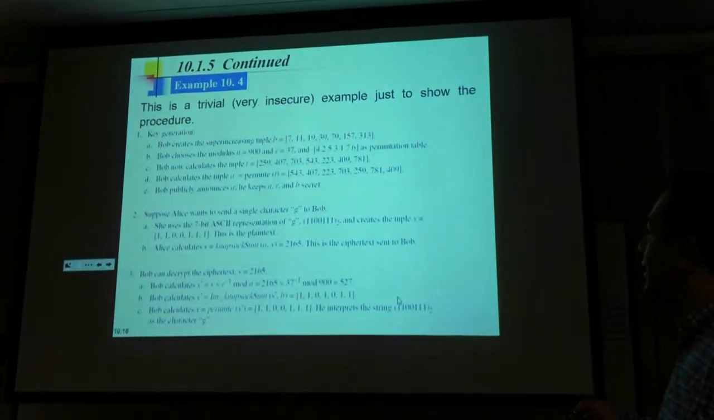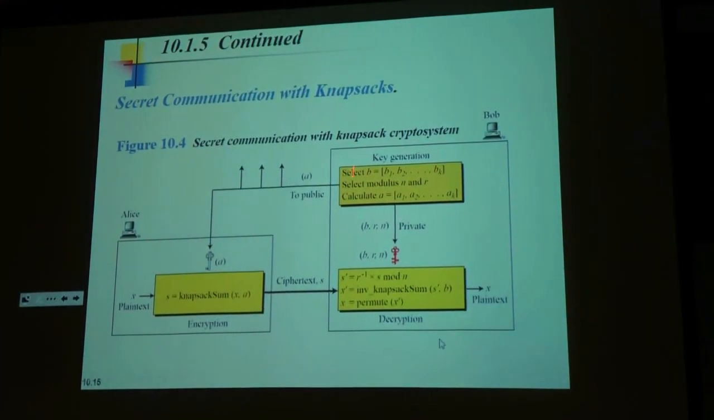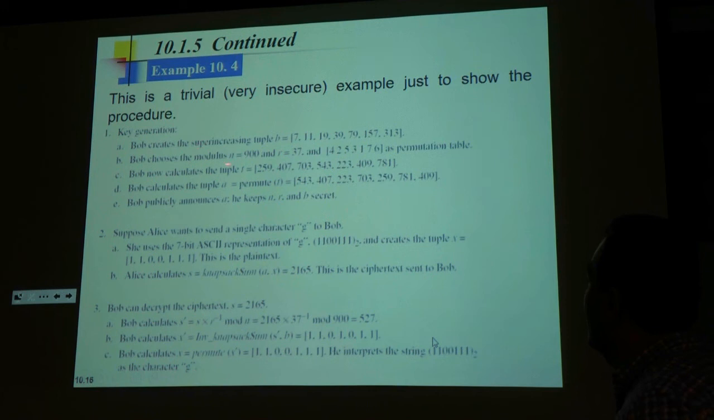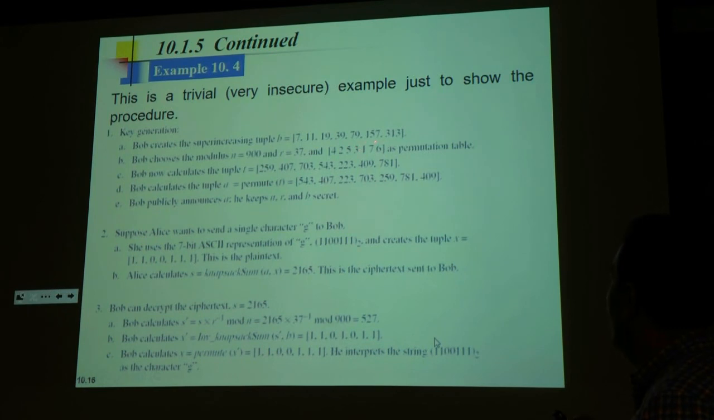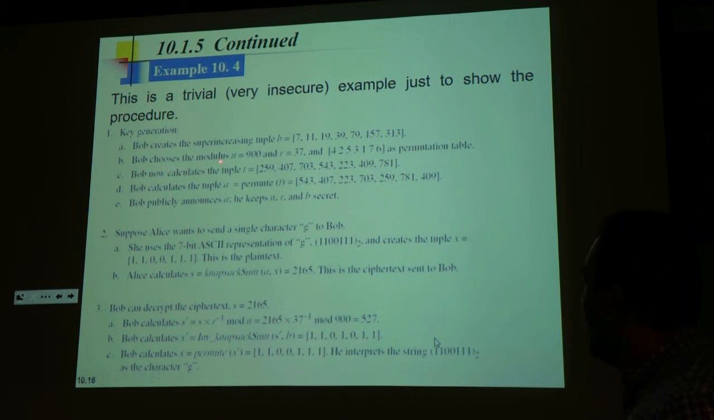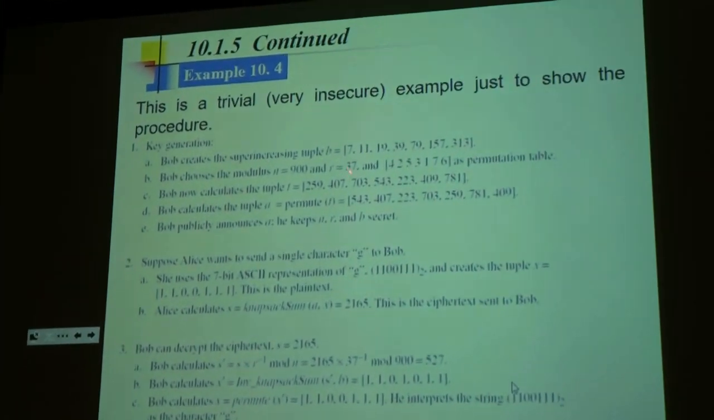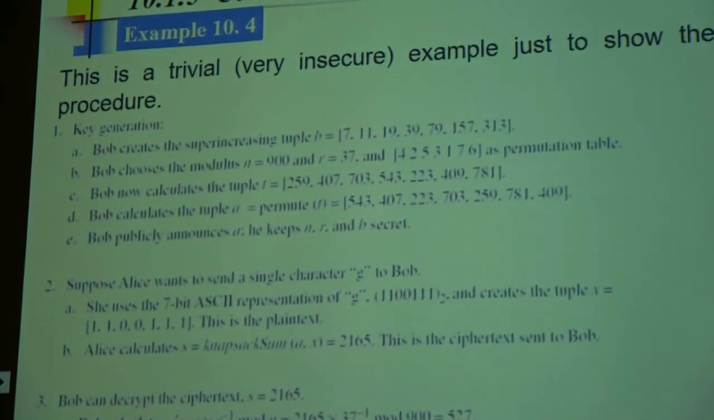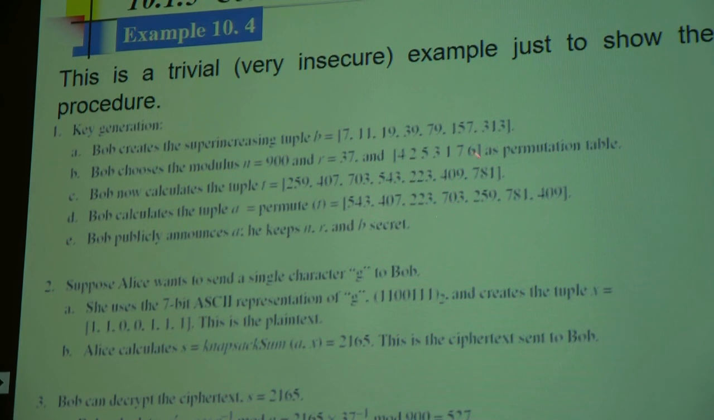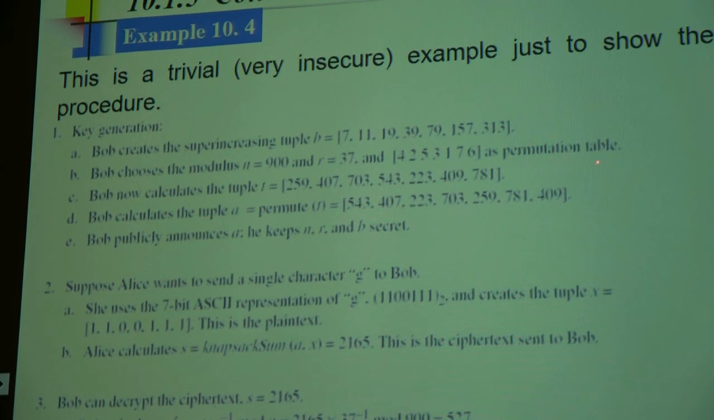So in here, let's talk about the key generation. For key generation, Bob creates the super increasing tuple B: 7, 11, 19, 39, 79, 157, 315. So that's super increasing. That's step number one. Then Bob chooses the modulus N equals 900 and R equals 37. Choose two numbers, right? Then create 2, 4, 5, 3, 7, 1 as the permutation table.